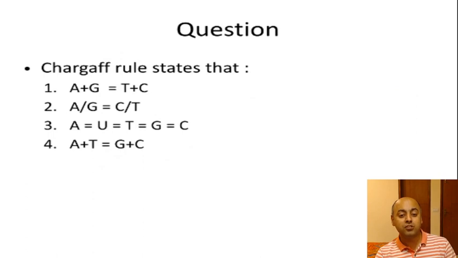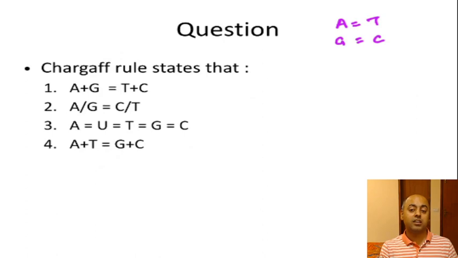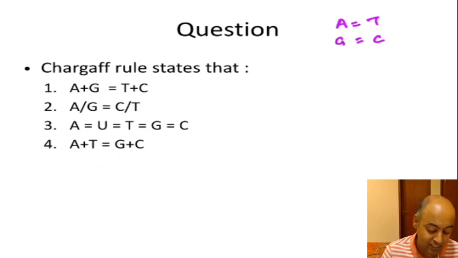Okay, look at the options here very carefully and then tell us which of the following options is the correct Chargaff rule. As per Chargaff rule, which of the following options is correct? Remember, I told you the Asparagus rule: A pairs with T and G pairs with C.